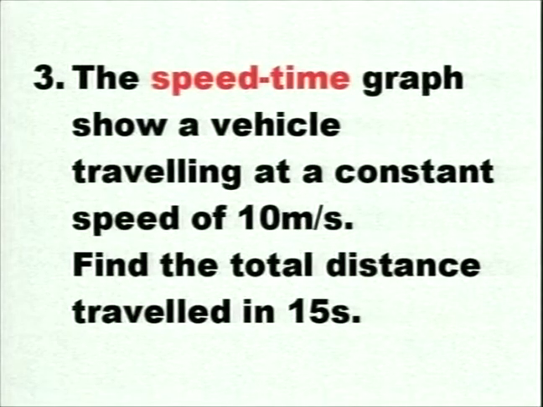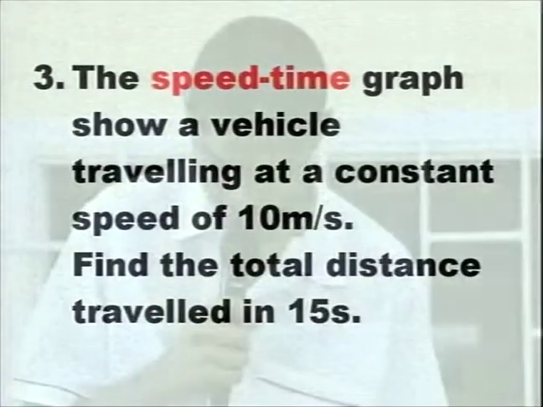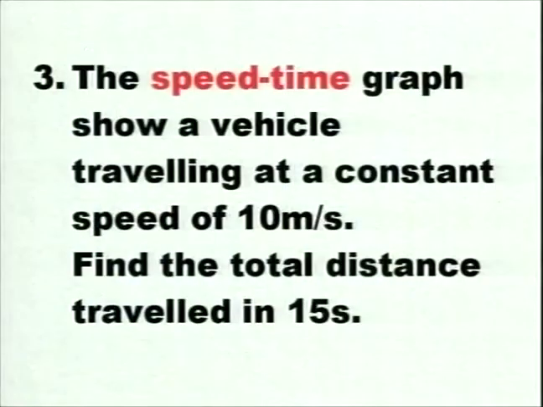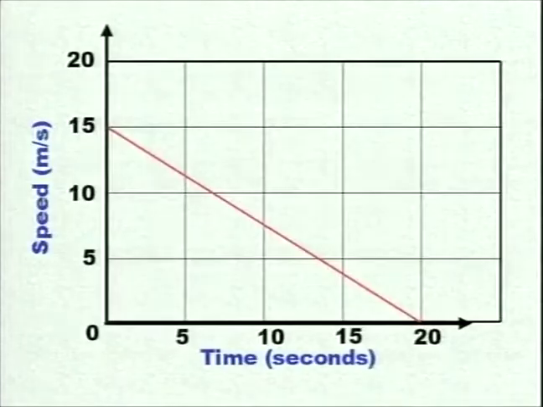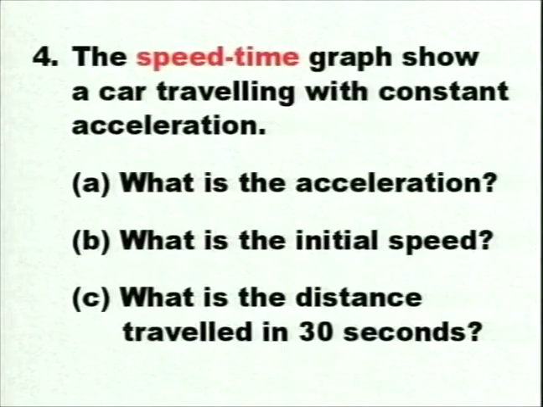Okay. Andrew, your answer for this question. Total distance traveled is 150 meters. You just have to multiply 10 by 15 seconds. Okay, so what's the question for this graph? This one should not be here. Okay. Number 4 then. The speed time graph shows a car traveling with constant acceleration.